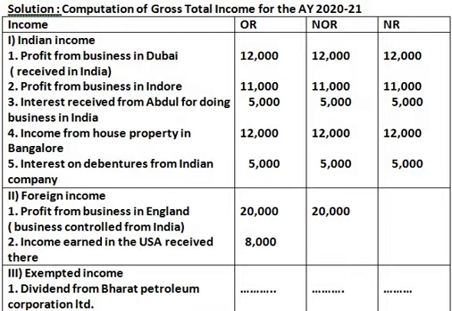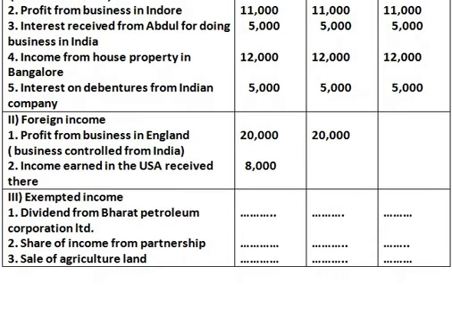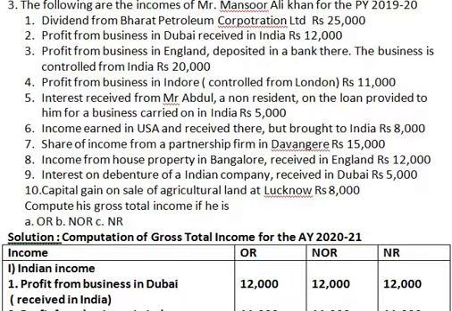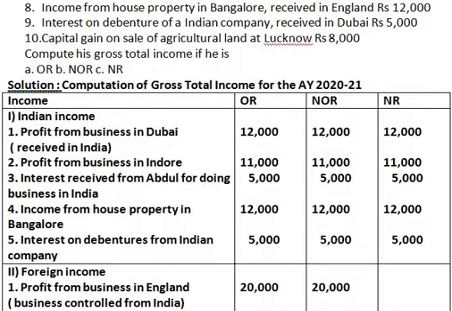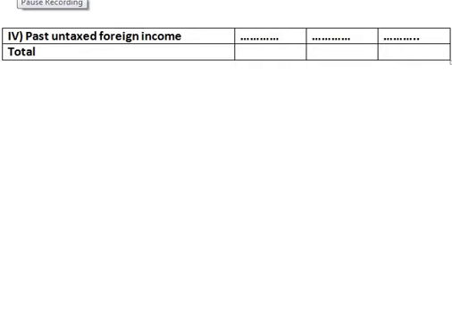Now let us total the gross total income for ordinarily resident. When we add all the Indian incomes as well as the foreign income, the gross total that we get for ordinarily resident amounts to rupees 73,000. So you total all. Gross total income for ordinarily resident is 73,000.